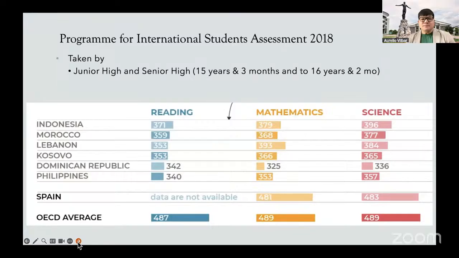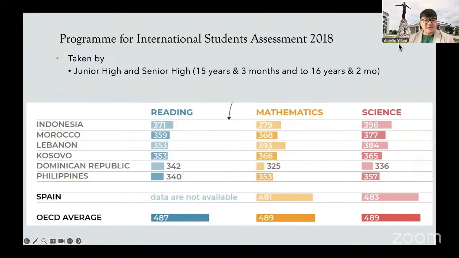So friends, today, okay, here. So this is a PISA. PISA is taken by 3 sets of students. Junior high school, these are 15-year-old and 3 months. And there are also 16 years old and 2 months. So again, PISA stands for Program for International Students Assessment. So in reading, this was based on 2018. So PISA is taken every 3 years.